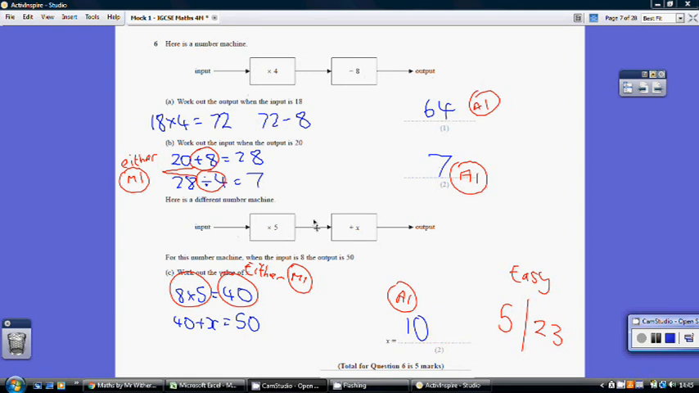Now here is a different number machine. For this machine, when the input is 8, the output is 50, work out the value of X. So we're putting 8 in as the input, 8 fives are 40. Now then we've got to add something to the 40 to get 50. So obviously X must be 10 to take us from 40 to 50.